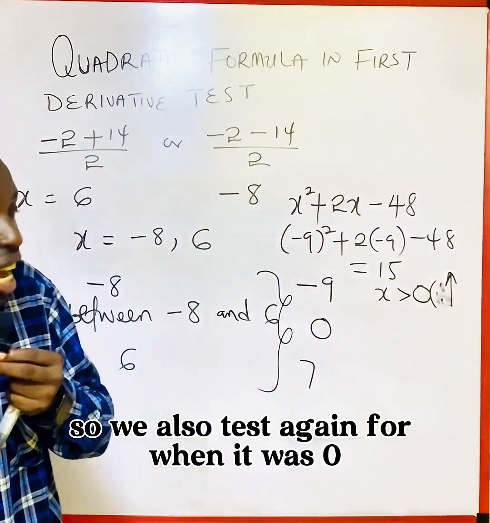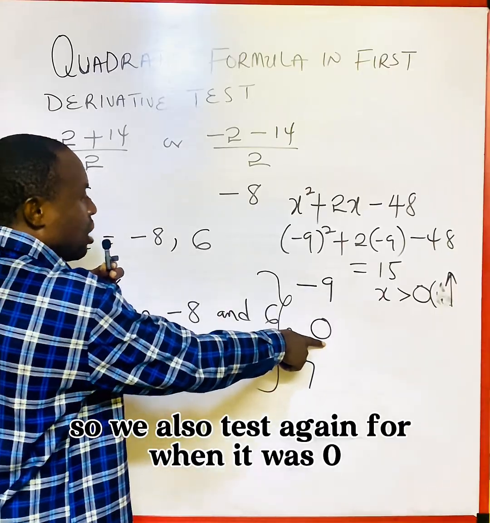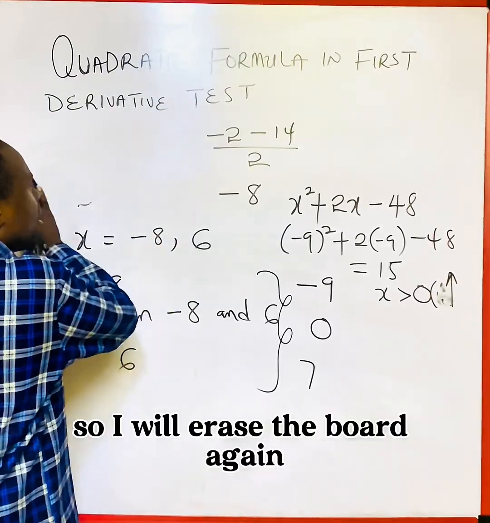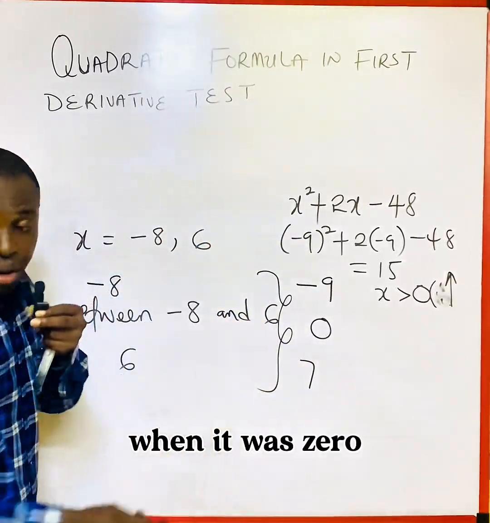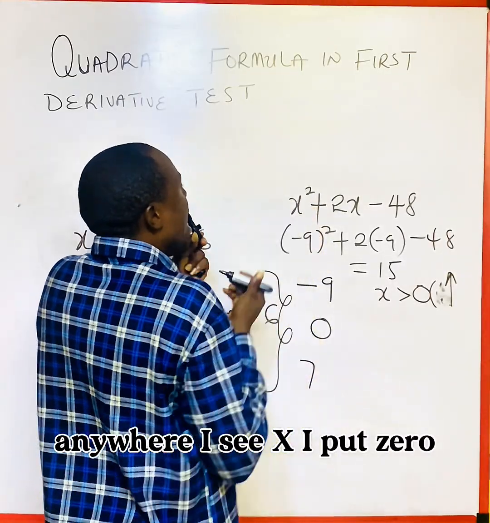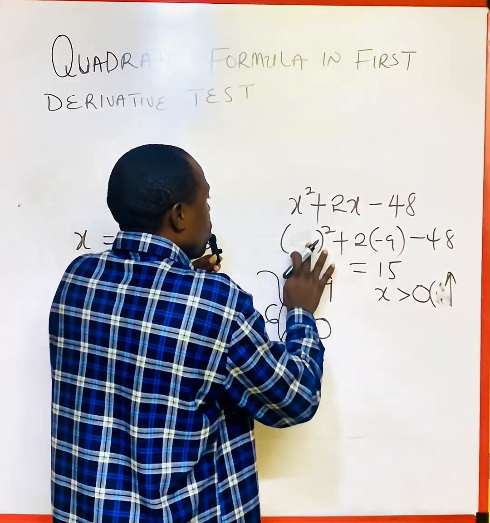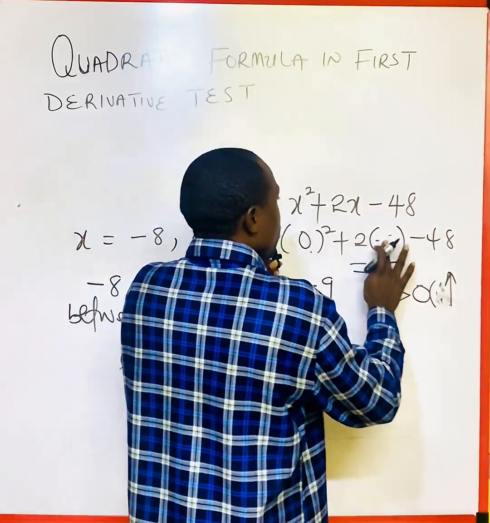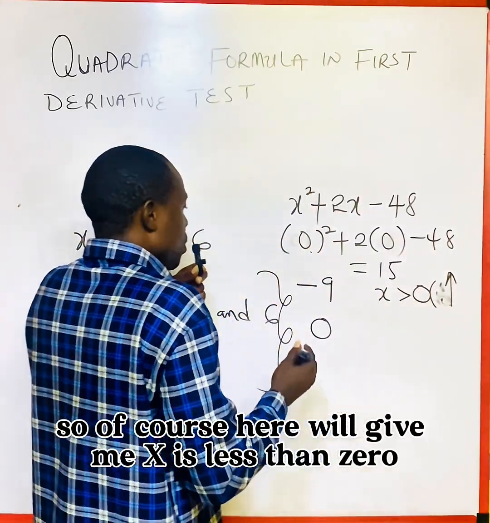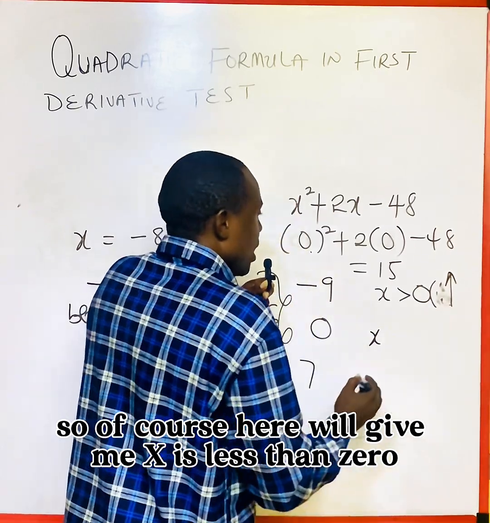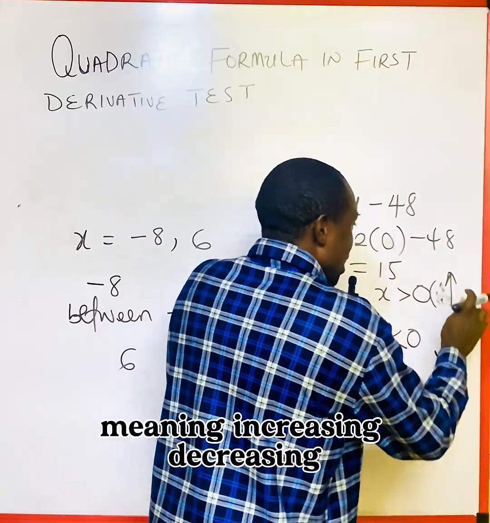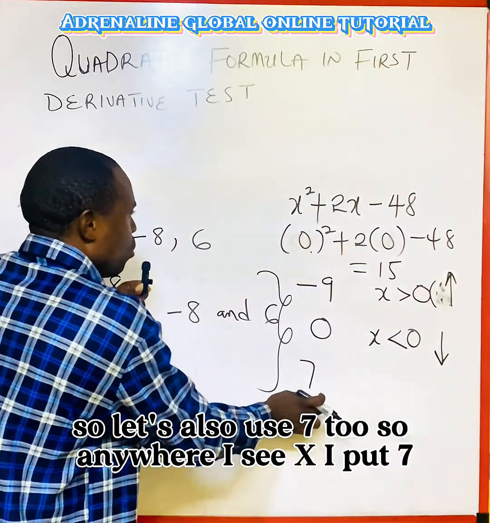We also test again for 0, between negative 8 and 6. It's actually very easy. Anywhere I see x, I put 0. So of course, here will give me negative 48, which is less than 0. Here will be decreasing. So we have increasing, decreasing.